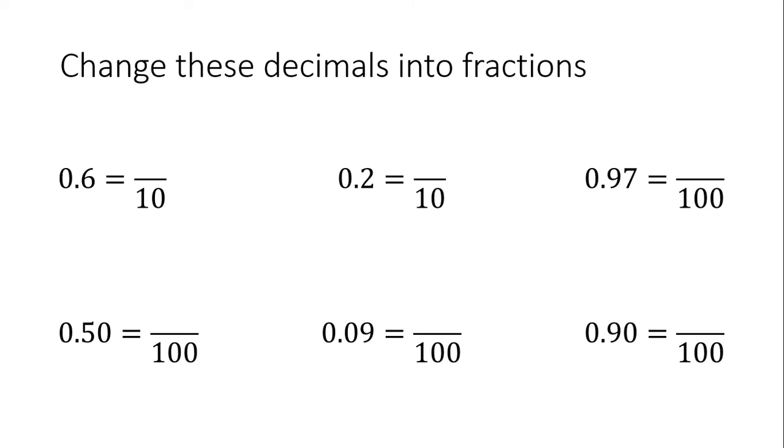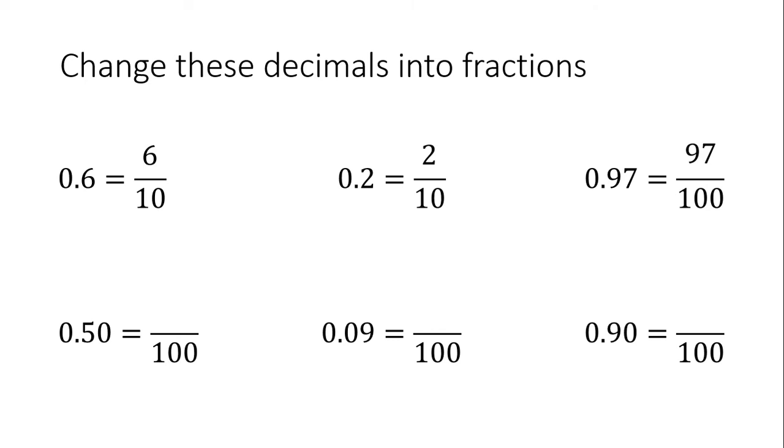Welcome back. Let's check your answers. In the top left, we have 0.6. So how many tenths is that going to be? Well, 6 tenths. In the top middle, we've got 0.2. How many tenths is that going to be? Well, 2 tenths. In the top right, we've got 0.97. How many hundredths is that going to be? 97 hundredths.